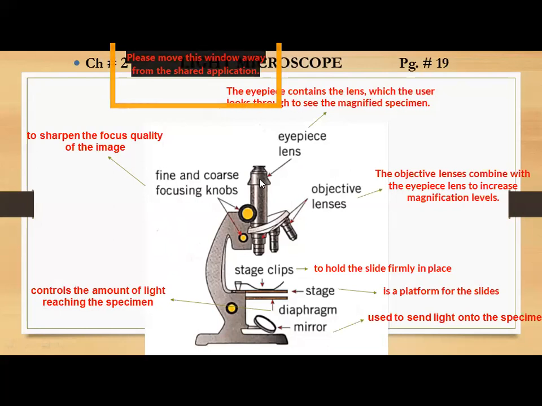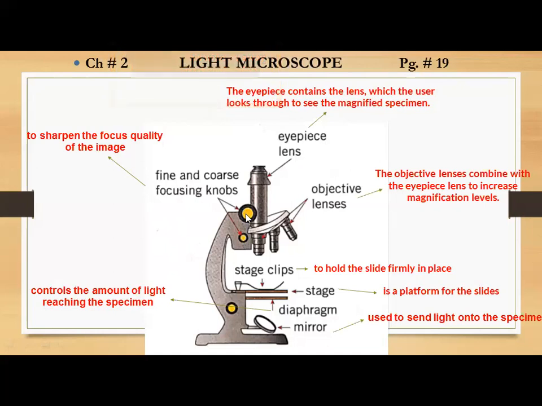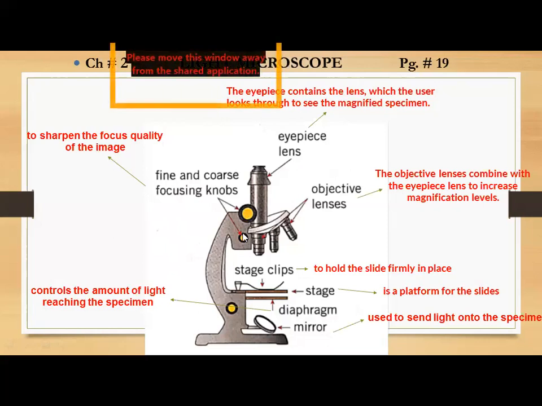Now come towards the lower two knobs. These are called focusing knobs. With the help of these two knobs, you can move your eyepiece and your objective lenses towards the specimen. You can adjust both the lenses to sharpen the focus quality of the image. We use focusing knobs for that.